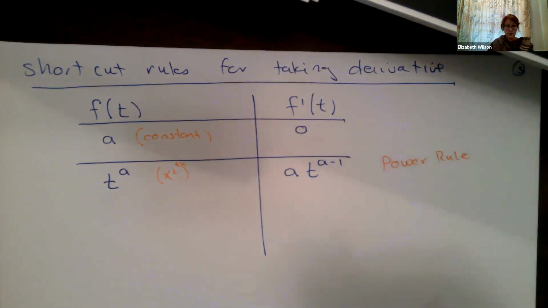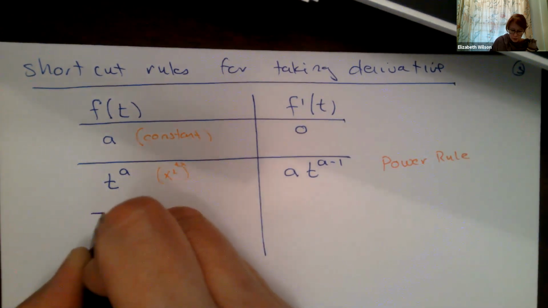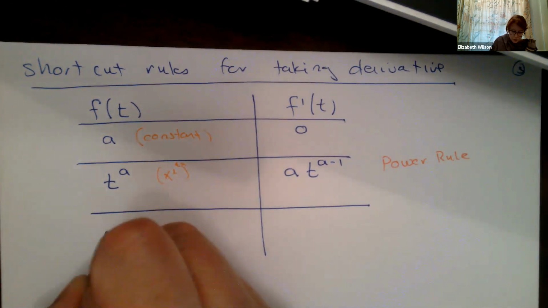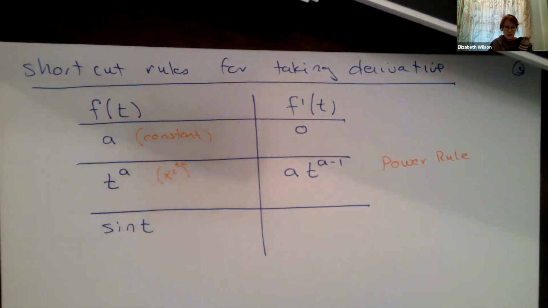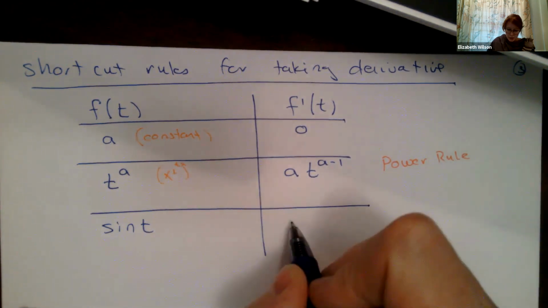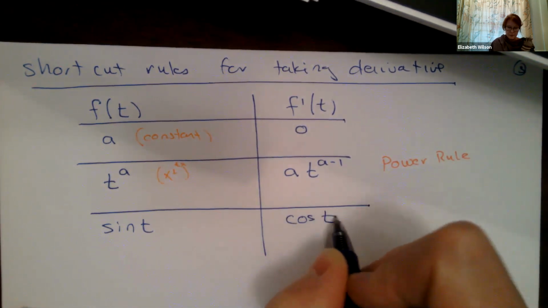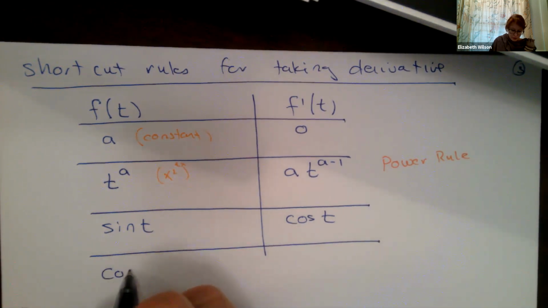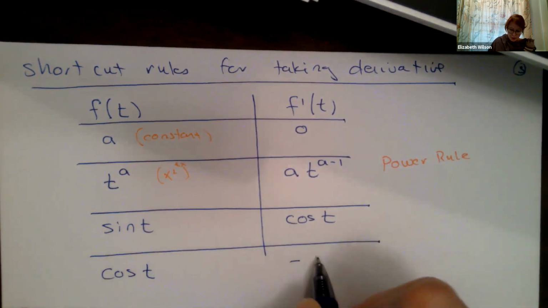Power rule for taking derivatives. We're going to go through some examples on this stuff too so you can see, but I just want to give all the rules to you first. Okay. Trig, you want to have, so sine of t. When I take the derivative of sine, I get cosine. When I take the derivative of cosine, I get minus the sine.